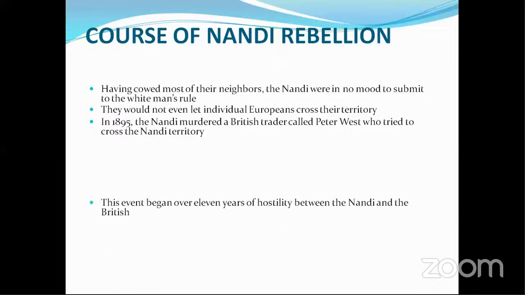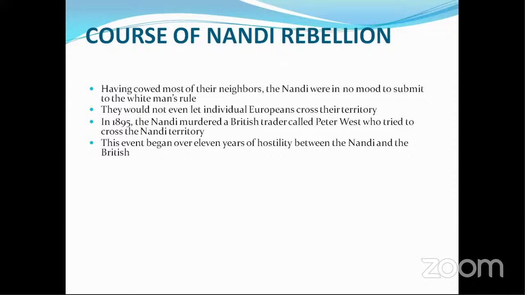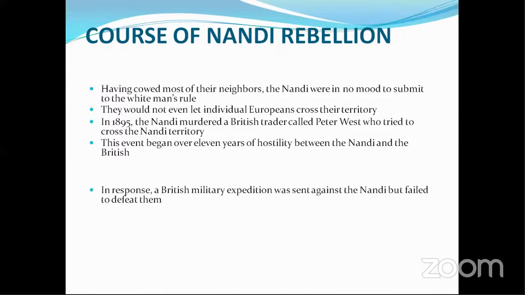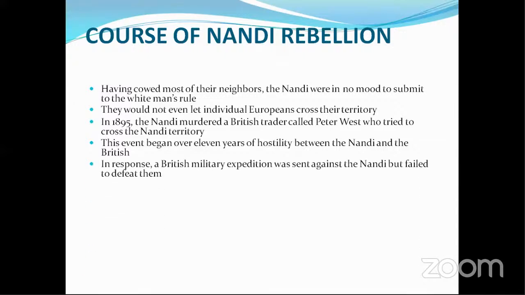What happened next? After he was murdered, of course, this began the 11 years hostility between the Nandi and the British. Now, of course, after killing Peter West, the British sent a military expedition against the Nandi, but it failed. Are you seeing the chronology? Okay, I think you can see the chronology, how things moved.